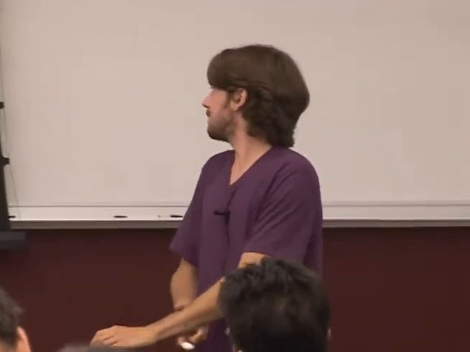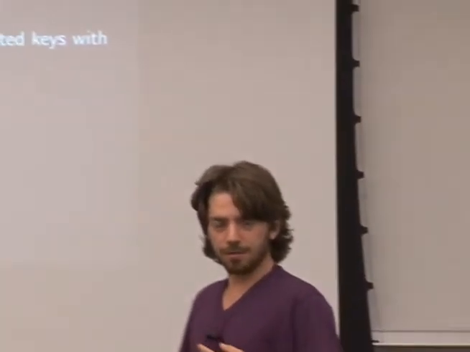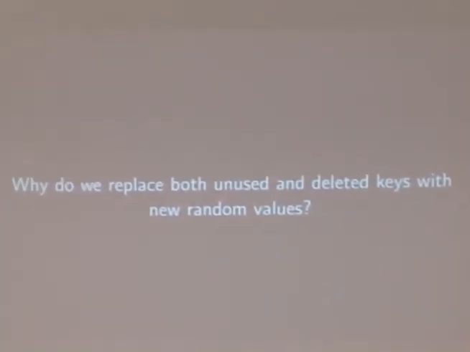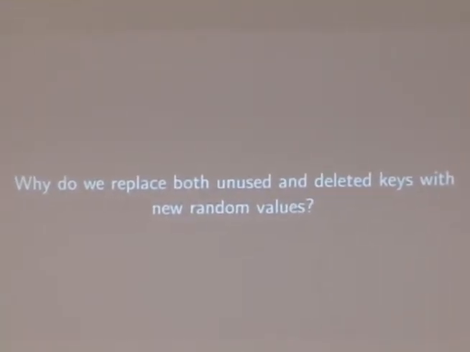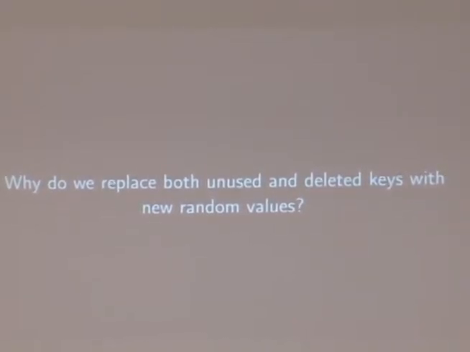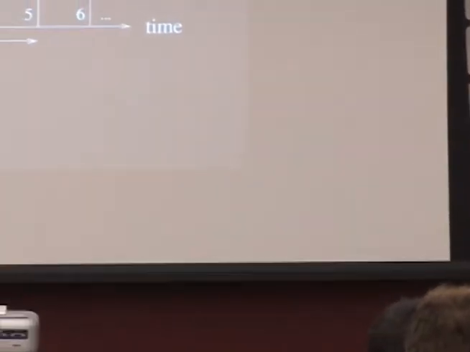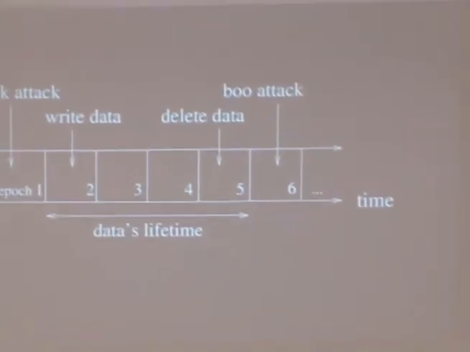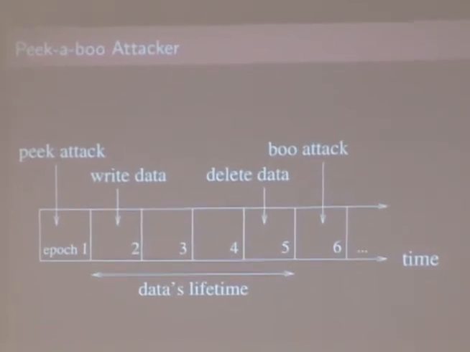Finally, why do we replace both unused and deleted keys with new random values? The reason we do this is that it's outside the coercive attacker model. So we have another attacker model that extends it, to prevent an attack that could be caused by this attacker. This is the attacker that we used in our USENIX paper. It's called the peekaboo attacker, which I don't get to say often enough.